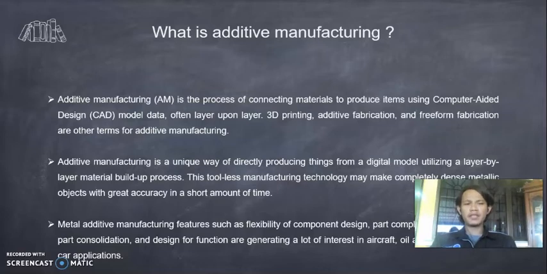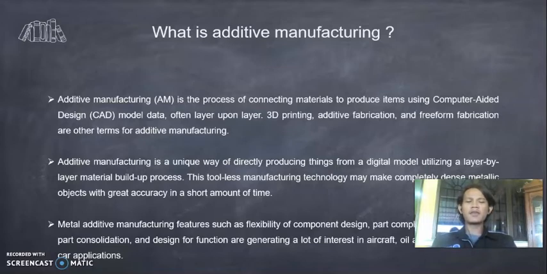What is additive manufacturing? Additive manufacturing is the process of connecting material to produce an item using computer-aided design (CAD) model data, often layer upon layer. 3D printing, additive fabrication, and free-form fabrication are other terms for additive manufacturing. Additive manufacturing is a unique way of directly producing things from a digital model utilizing a layer-by-layer material build-up process.